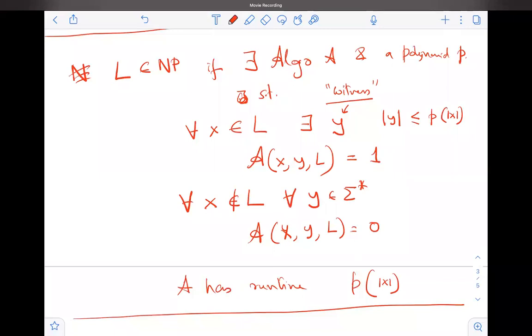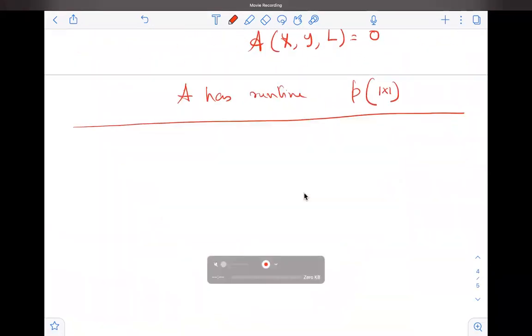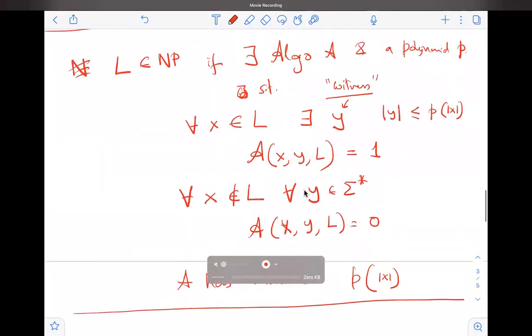Now, it readily follows that P is a subset of NP. P is a subset of NP. It readily follows. Think about it. Just use the same A. But something weird happens now. Just one question: why did we require the constraint on the size of y?